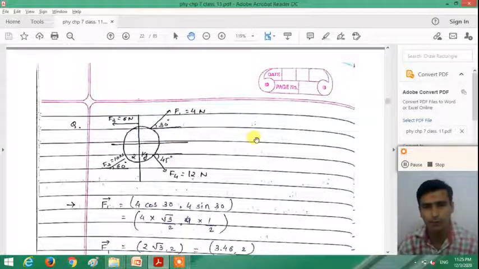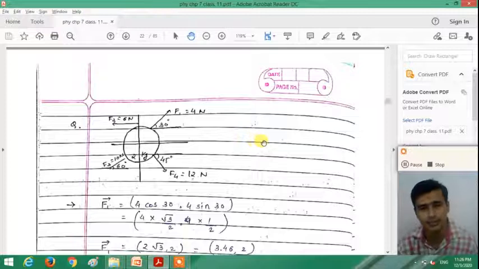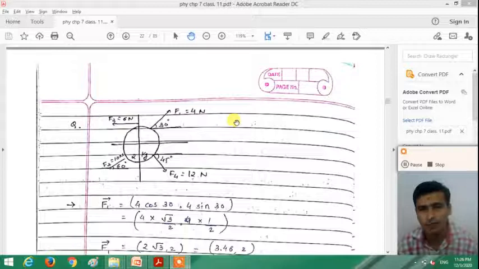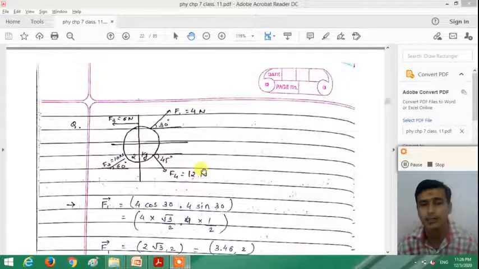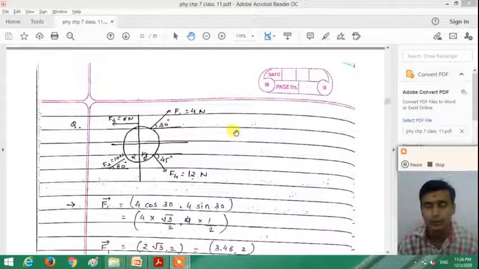We know the formula according to Newton's second law: m a_cm equals F external. So first we need to find the resultant external force acting on the sphere. How can we find it? It is the vector sum of all four forces. The first force F1 is 4 Newton at an angle of 30 degrees with the positive x-axis. How can we represent F1 in vector form?